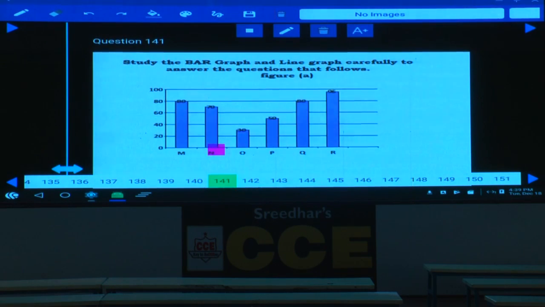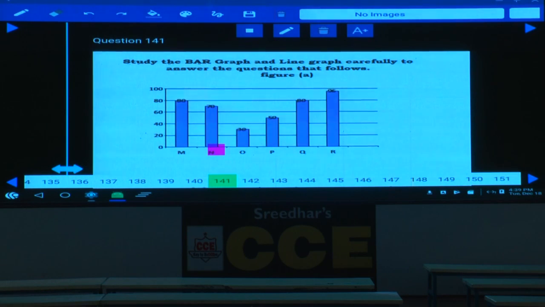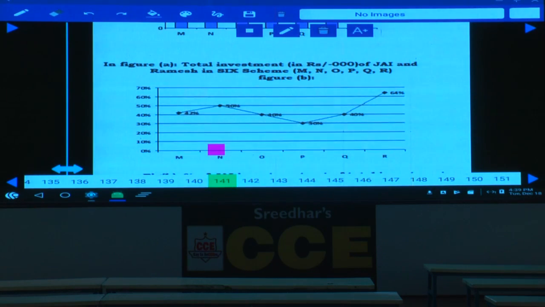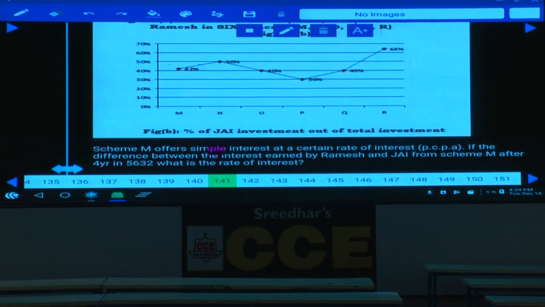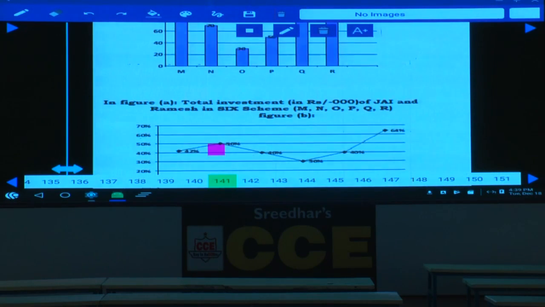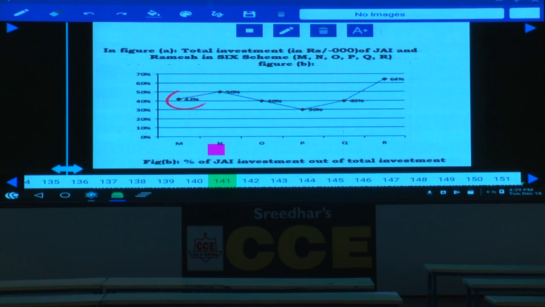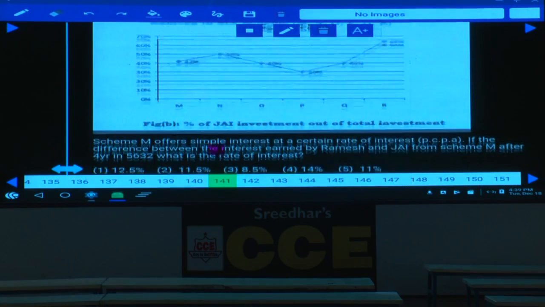Right, first one is a bar graph that shows you the total investment of Jay and Ramesh in 6 schemes, and the second one shows Jay's investment out of the total investment. So in scheme M we have a total of 80,000. Out of 80,000, Jay's investment is 42%. So the remaining 58% is Ramesh's.